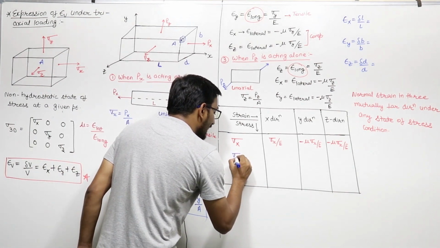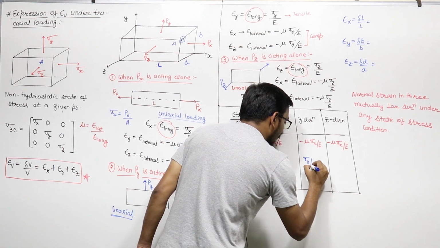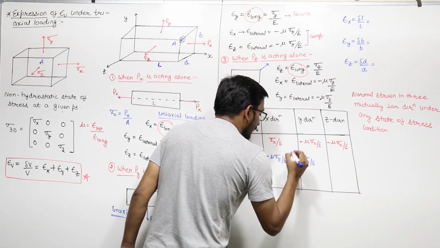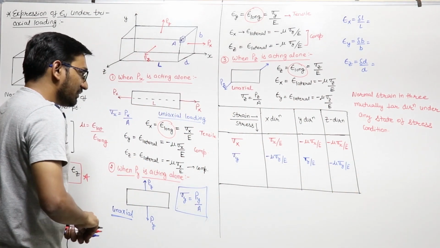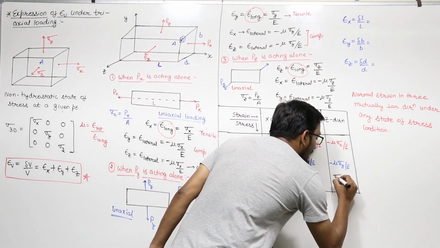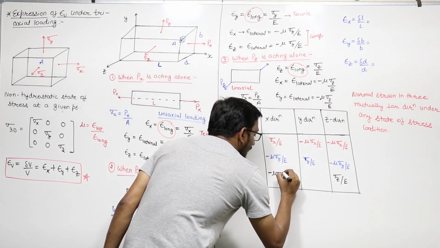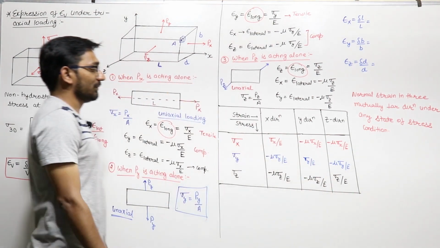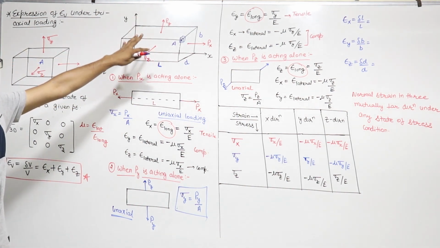When only sigma y is acting, in the y direction it is longitudinal, that is sigma y upon E, and in both other x and z it is minus mu times sigma y upon E. When sigma z is acting alone, in the z direction the strain will be longitudinal, that is sigma z upon E, but in x and y it is lateral, minus mu times sigma z upon E. These are the 9 strains acting in this triaxial loading case.